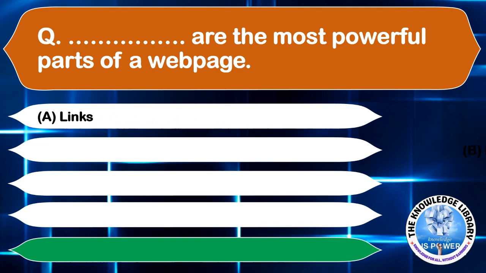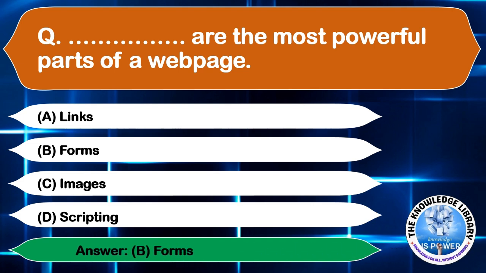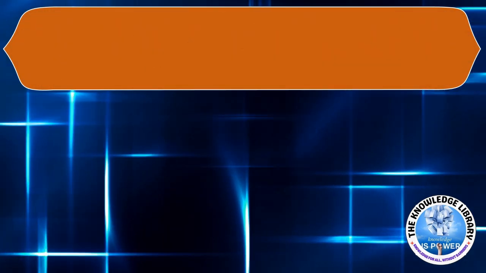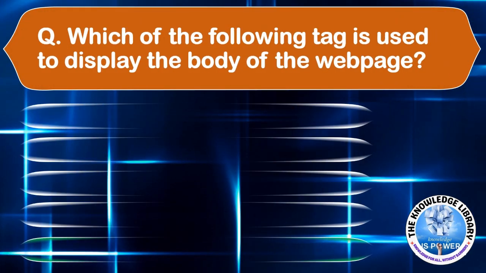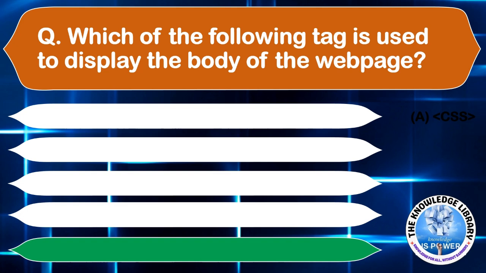The next question is, dash are the most powerful parts of a web page. Option A, links. Option B, forms. Option C, images. Option D, scripting. The correct answer is option B, forms.